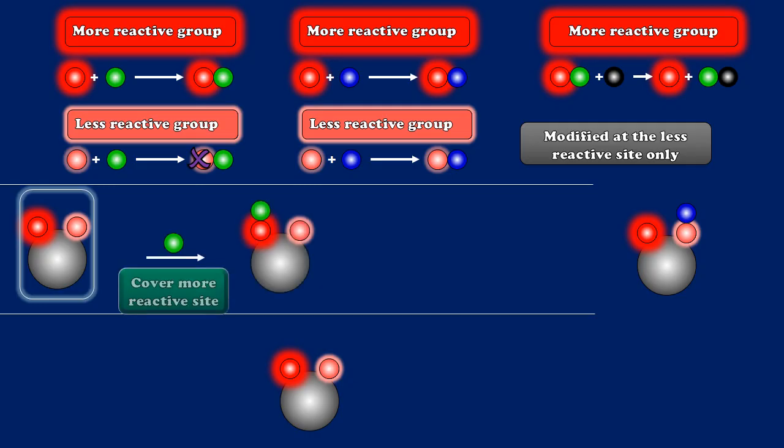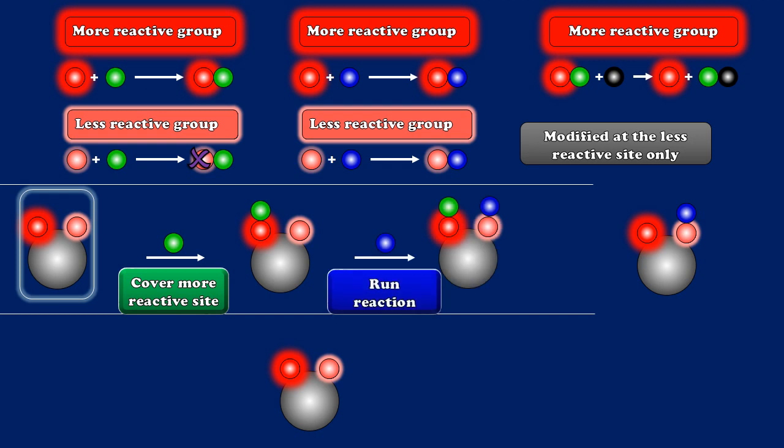For example, we simply cover the more reactive site with some other type of functional group which makes it inert to the chemical conditions of the reaction we want to accomplish. We then run the reaction that we want to accomplish, thereby functionalizing the less reactive site. And finally, we remove that protecting group from the more reactive site, exposing it again once the addition or the reaction that we'd like to conduct is complete.